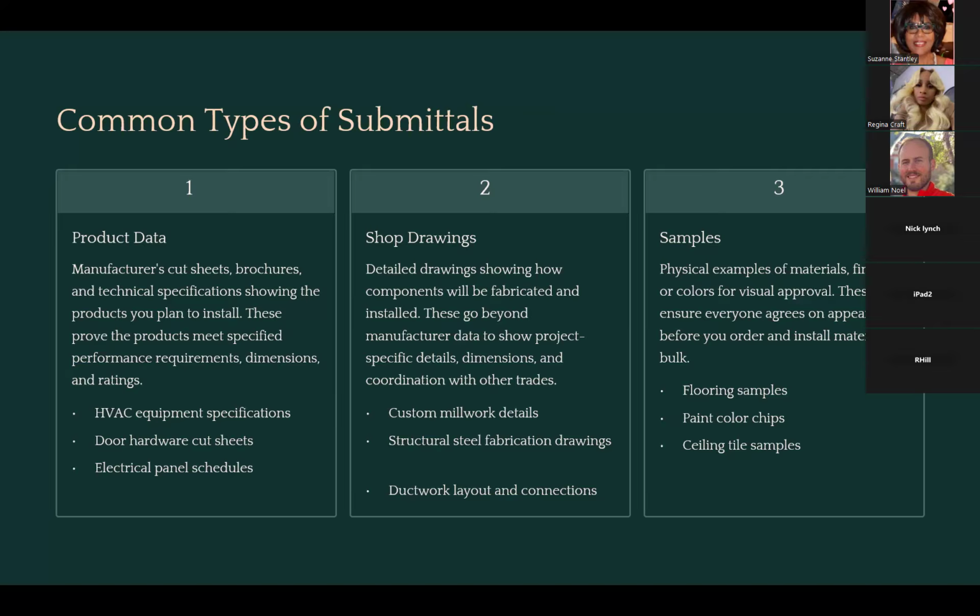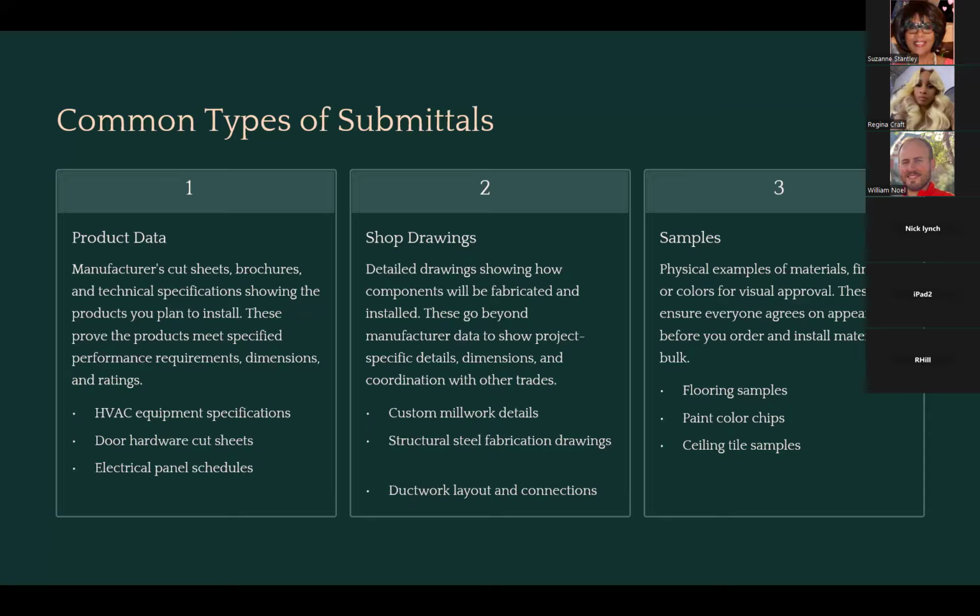Sometimes paint. If you're a painting contractor, the architect or engineer of record is going to want to see the actual samples of the different colors you're providing, so that they can verify in person what the selection may actually be. Any questions about those common types of submittals?